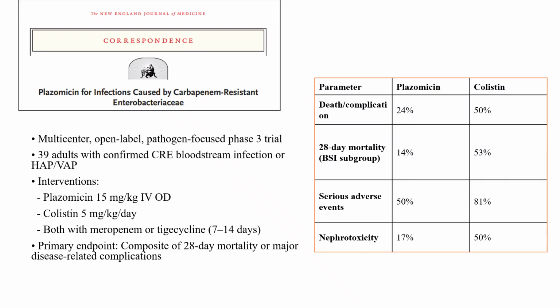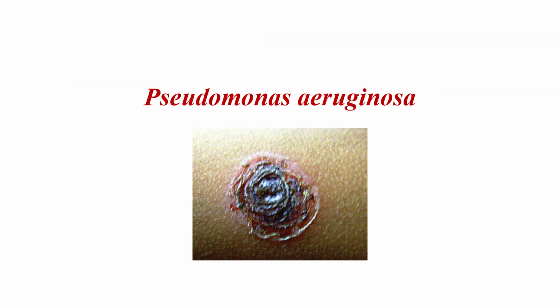Again, there is the CARE trial. One of the problems is that there are only approximately 40 patients in this trial, so we cannot make any strong conclusions. But plazomicin here is compared against colistin, and the mortality in the plazomicin arm is probably less compared to colistin. But I don't think we can make conclusions from a study with a sample size of 40.